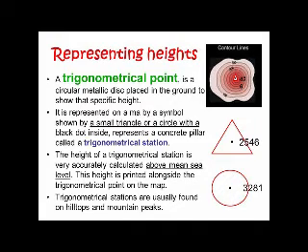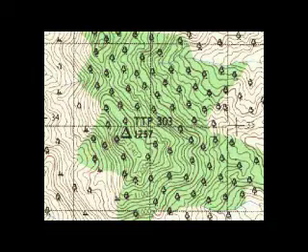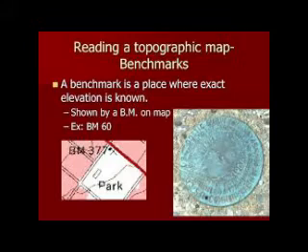Trigonometrical stations are also shown on the topo sheet. They are found on hilltops and mountain peaks. They are represented by a symbol shown by a small triangle or a circle with a black dot inside. Now in this map you can see the trigonometrical station with the height written next to it. Next is the benchmark. A benchmark is a place where exact elevation is known. It is shown by BM on the map.